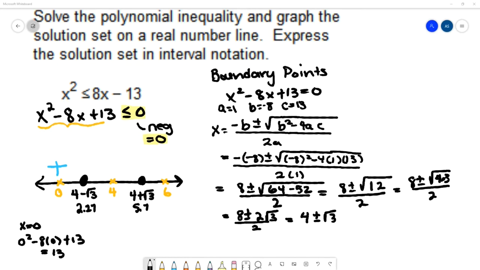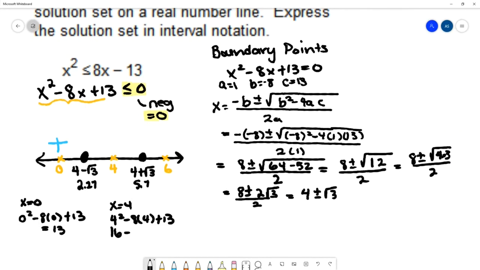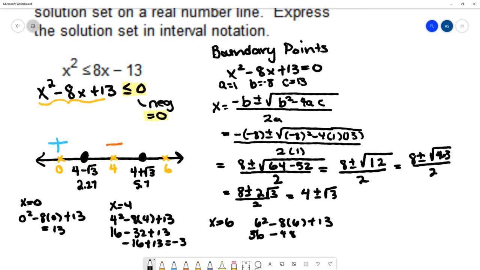And then we're going to continue to test x equals 4, the next test point. That would be 4 squared minus 8 times 4 plus 13. So let's see, that's 16 minus 32 plus 13. That's a negative 16 plus 13. That works out to be negative 3. So in this interval, our y values are negative. And then our final test point, x equals 6, would give us 6 squared minus 8 times 6 plus 13. That would give us 36 minus 48 plus 13. And 36 minus 48, that's a negative 12 plus 13, and that's a positive 1. So in this interval, we get positive values.